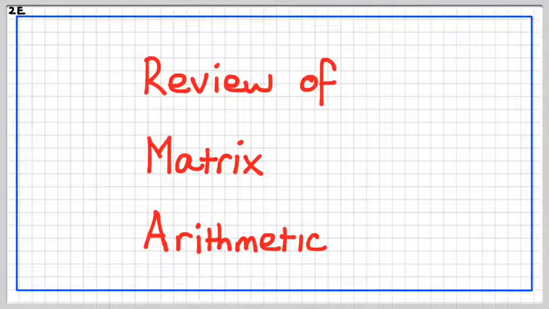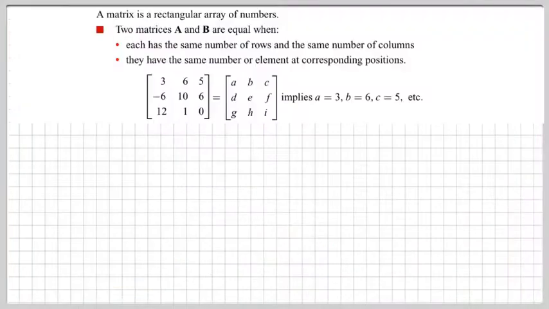Hi guys, we're having a look at some matrix arithmetic. We're reviewing it in this session, so fasten your seatbelts, get ready for some thrills and spills. Now, a matrix is a rectangular array of numbers. That is, it's got some rows and it's got some columns, okay?